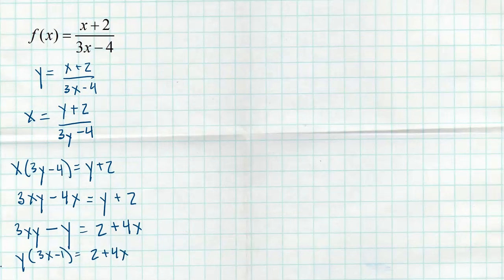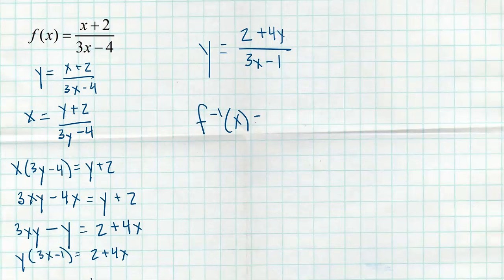And again, when I factor out that y, I'm dividing it away. So 3xy divided by y is just 3x. Negative y divided by y is the negative 1. And then the final step to solve for y is to divide both sides by the 3x minus 1. So I get 2 plus 4x divided by the 3x minus 1. So my inverse function of that original rational function is 2 plus 4x over 3x minus 1.